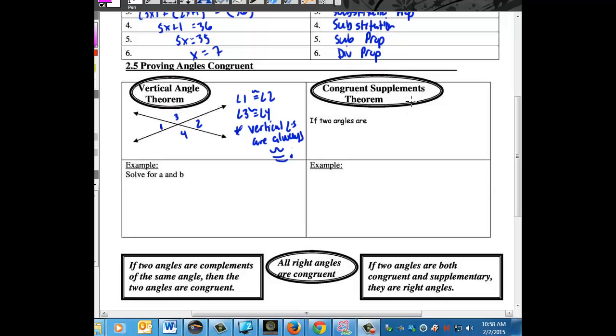Next, we have our congruent supplement theorem. And what we're saying here is that if two angles are supplementary to the same angle, then they are also congruent to each other.